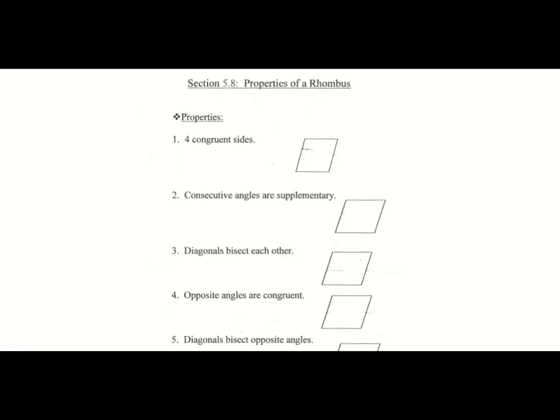Our next quadrilateral we're going to talk about is a rhombus, which is going to be very similar to a parallelogram. So the first thing that we know about a rhombus is that it has four congruent sides. So if we label our points A, B, C, and D, we know that all four of our sides are the same. So we can write AB is congruent to BC, which is congruent to CD, which is congruent to AD.